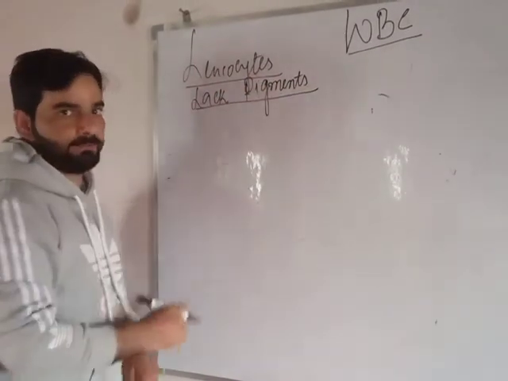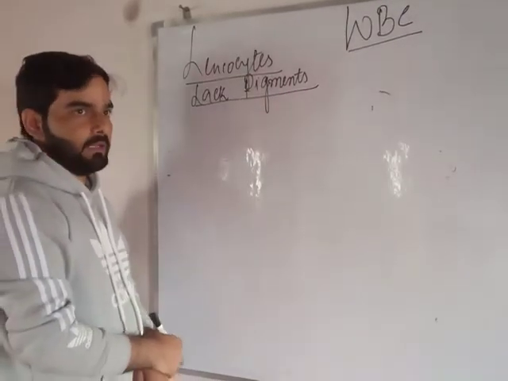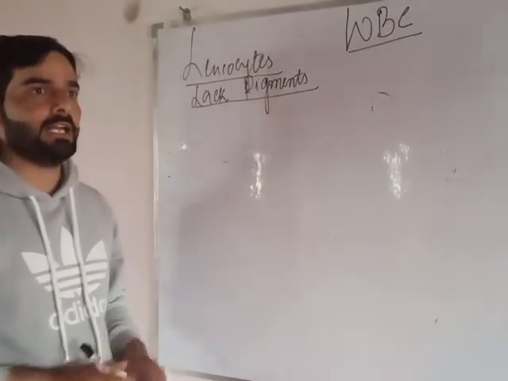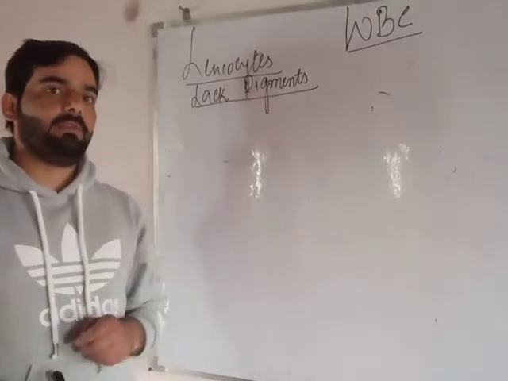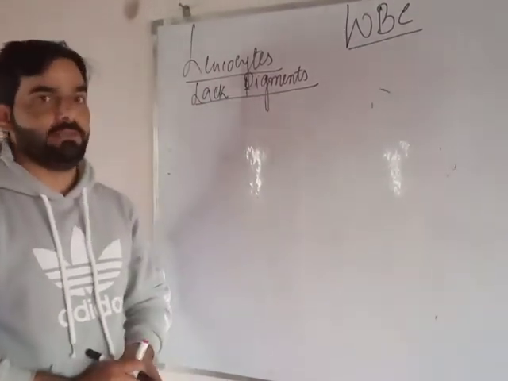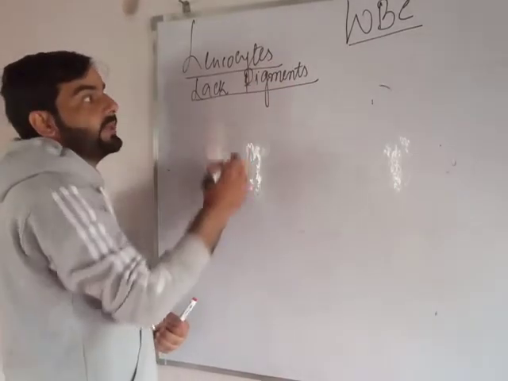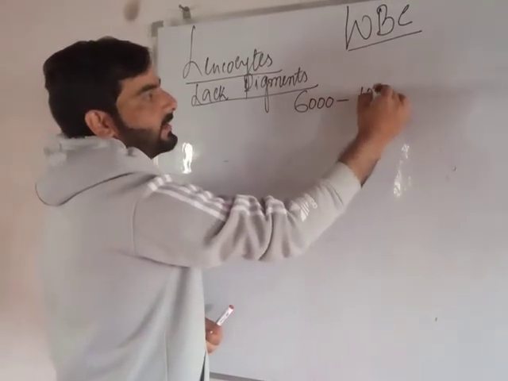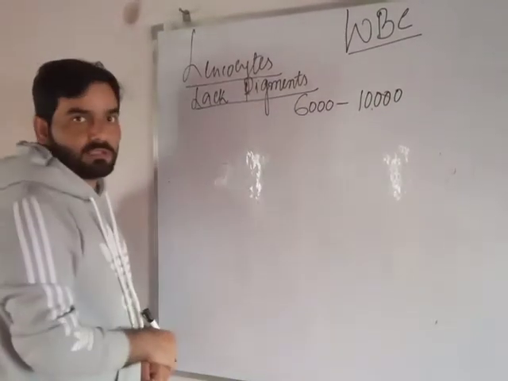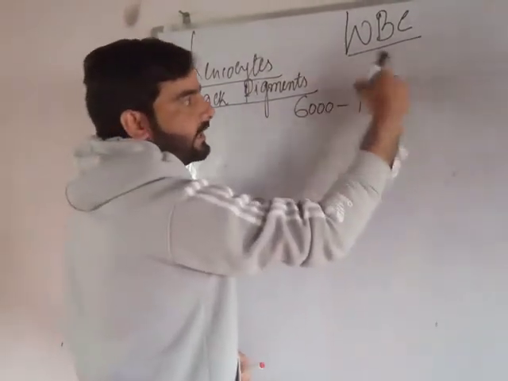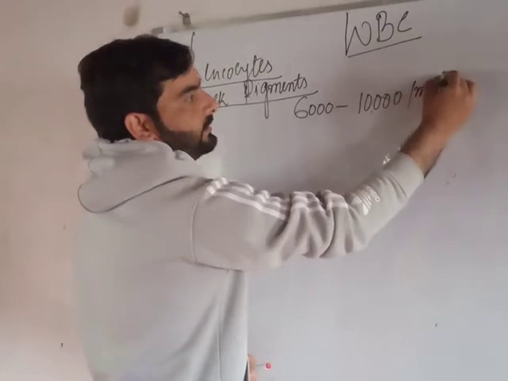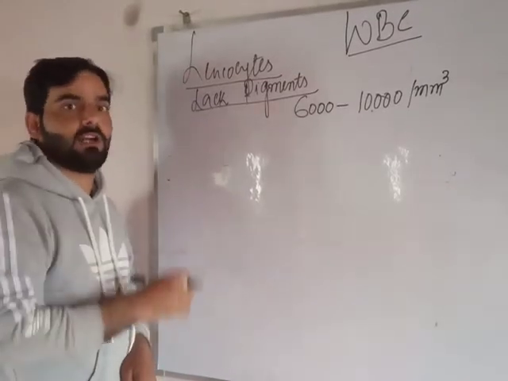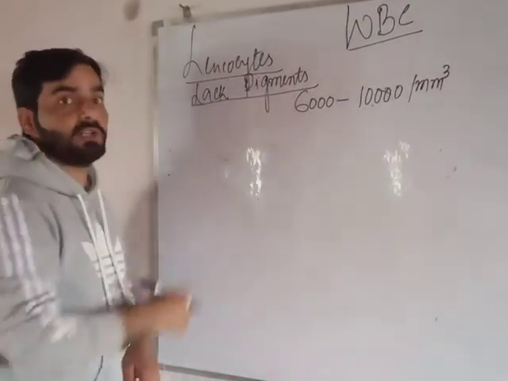Now this WBC, its number is very small as compared to RBC. When we studied RBCs, we saw that in 1 mm cube there were 5 to 5.5 million RBCs, but in the same volume there are 6,000 to 10,000 WBCs per mm cube. That means their count is very meager compared to RBC.